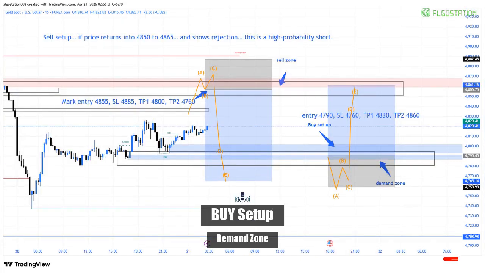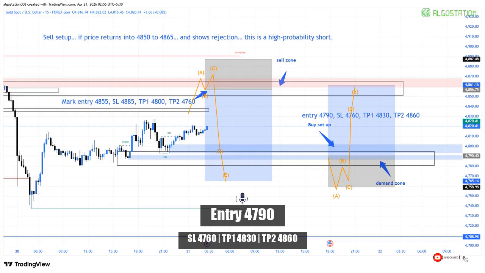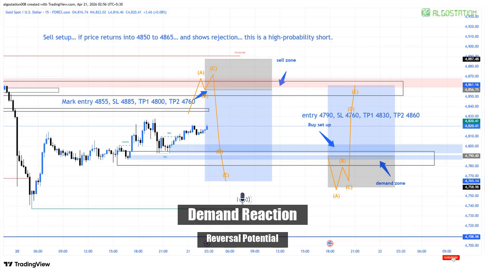Now the buy setup: if price drops into 4,780 to 4,795 and shows strong reaction, we look for longs. Entry at 4,790, stop below 4,760, targeting 4,830 first and 4,860 as extended upside. This is based on demand holding and short-term bullish continuation after a liquidity grab.